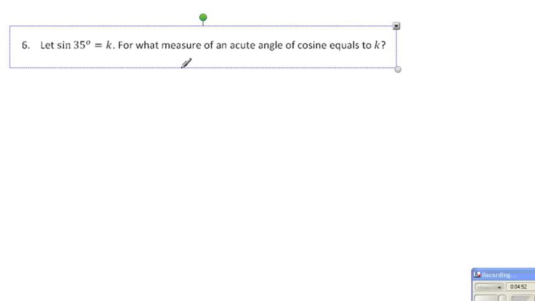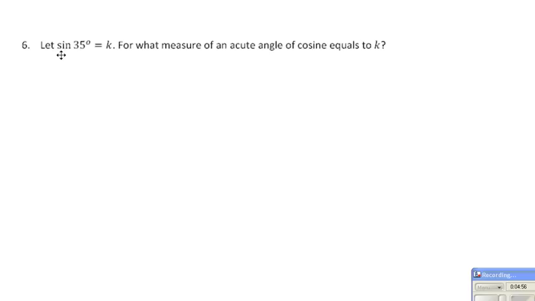All right, now number 6. Number 6 here, we have sine of 35 is equal to k. For what measure of an acute angle k are we looking? Sine of 35 basically has to be equal to cosine of k.